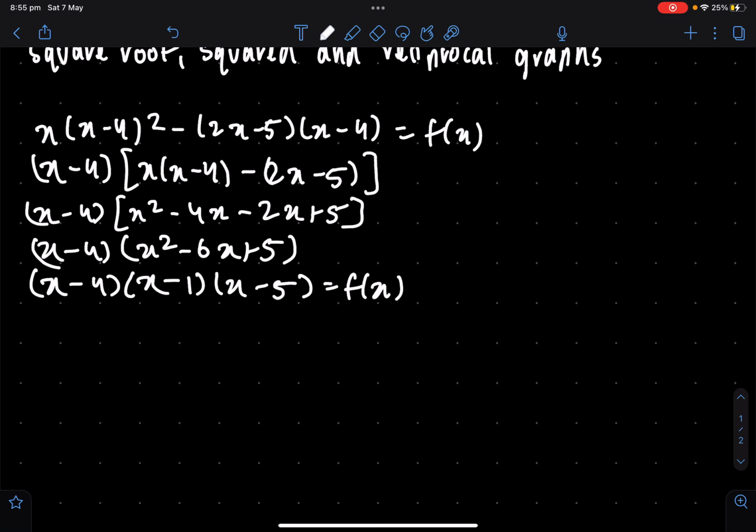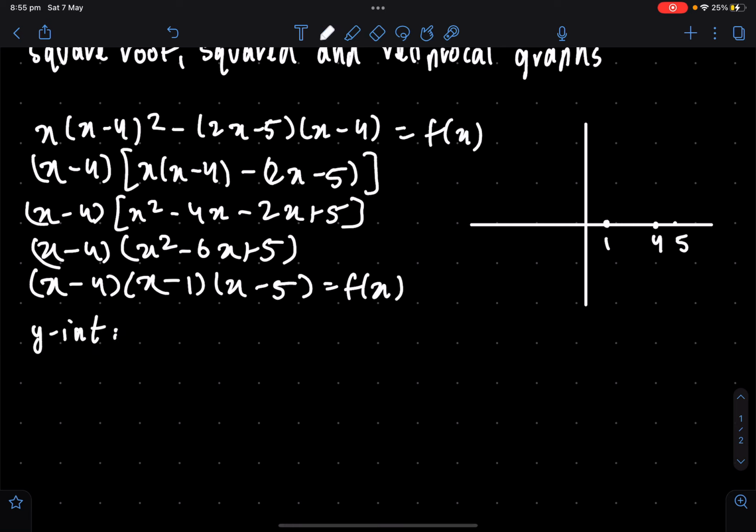Now to graph this, I'll do this on this side. I'll make this line a bit straighter. Okay, so our first intercept is at 1, and then at 4, and then at 5. And we also need to find a y-intercept, so we let x equal 0. So y-intercept, we let x equal 0, minus 4 times minus 1 times minus 5. That is minus 20, and that is roughly here.